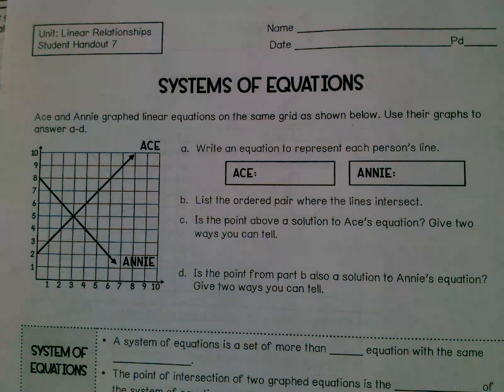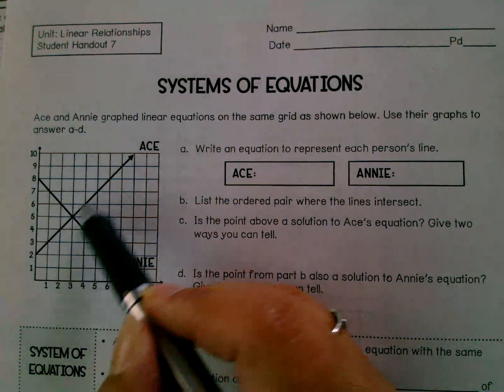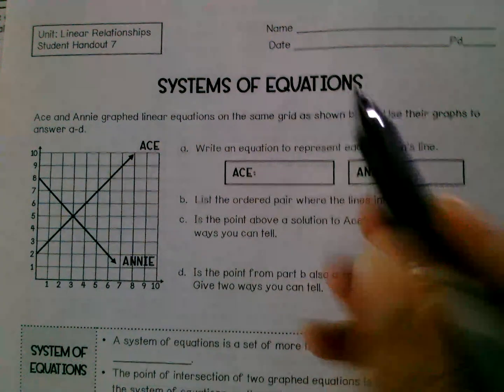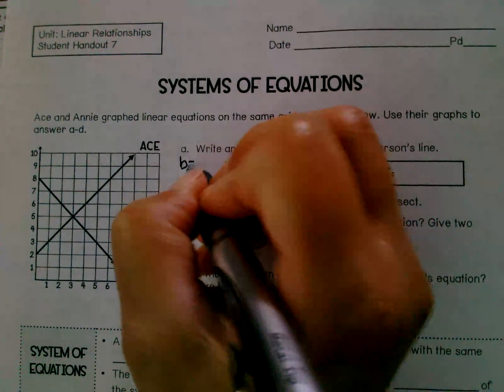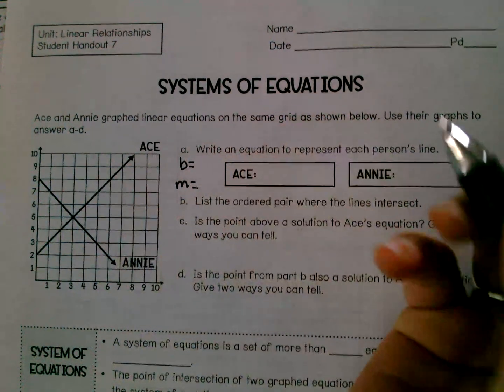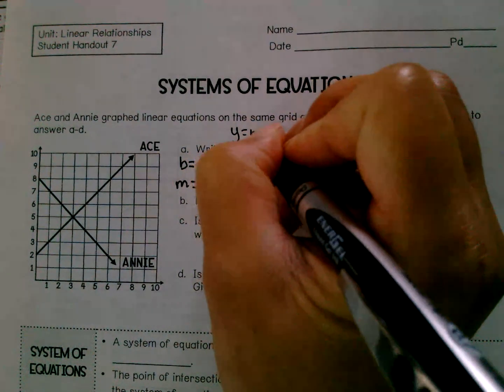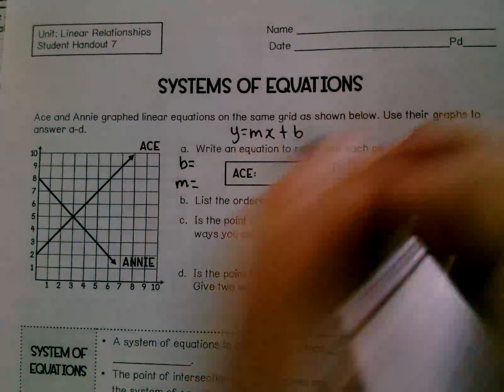All right. So let's look at these. It says Ace and Annie graphed linear equations on the same grid as shown below. Use their graphs to answer letters A through D. All right. It says write an equation to represent each person's line. So let's look at Ace. Here's Ace. This is the line for Ace. They're telling me go ahead and find the y-intercept and the slope because I'm going to need you to give me the y equals mx plus b equation.